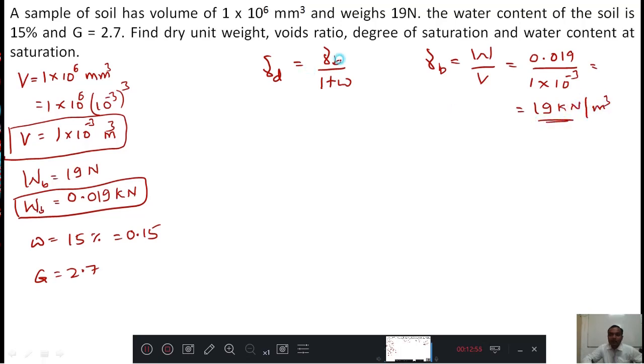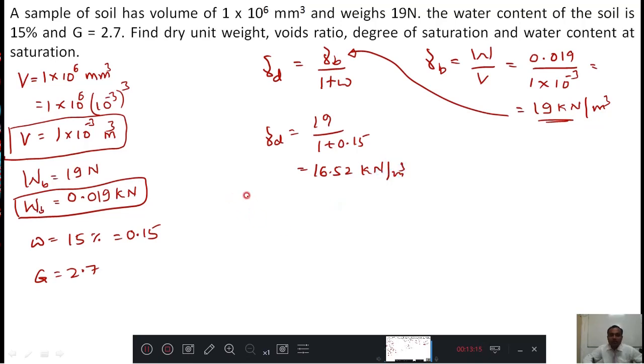Now I got gamma B. Then gamma D is how much? 19 divided by 1 plus 0.15. This is the water content. This divided by 1.15 is 16.52. This is 16.52 kilonewton per meter cube.